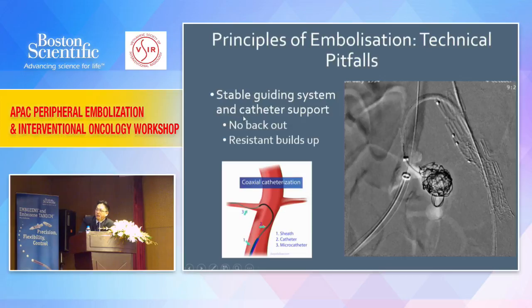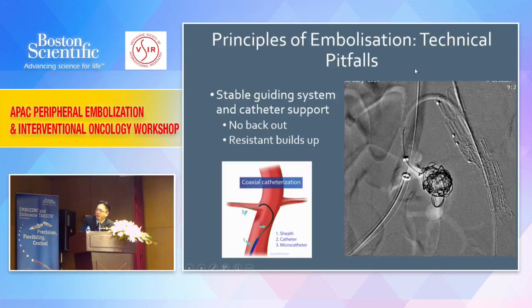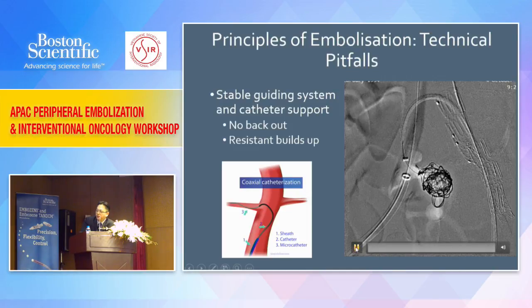The other principle involved is a stable guiding system and catheter support. You must prevent backout of your guiding catheter or microcatheter during the process of coiling, because as you embolize, the resistance will build up. This is a patient with a large right common iliac artery aneurysm and a bilateral iliac artery aneurysm with an abdominal aortic aneurysm. So this is an aortoiliac bifurcated stent grafting with an iliac branch graft. On the left side, this is the iliac branch graft, and on the right side we have to really sacrifice this and close off this aneurysm and stent across. You can see that the resistance will build up.